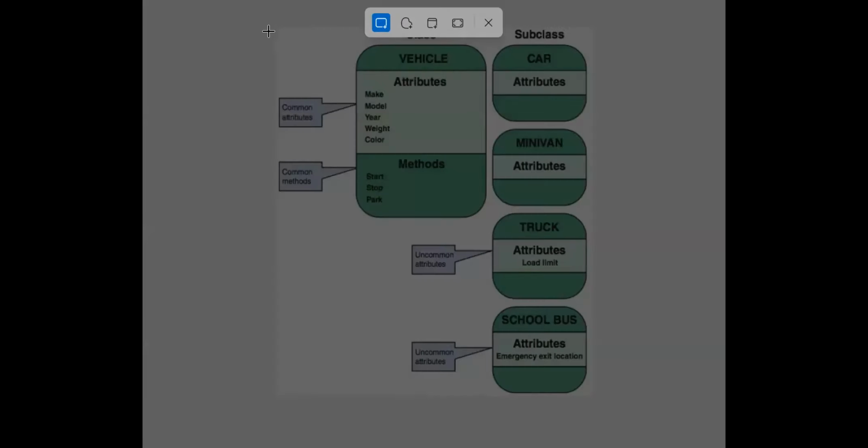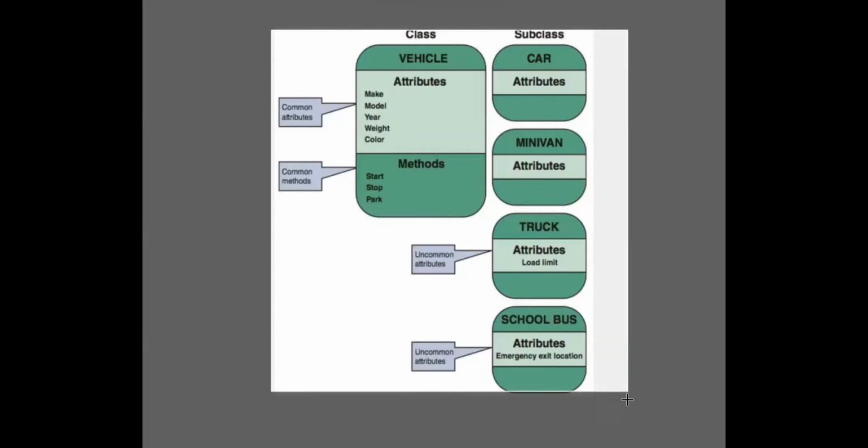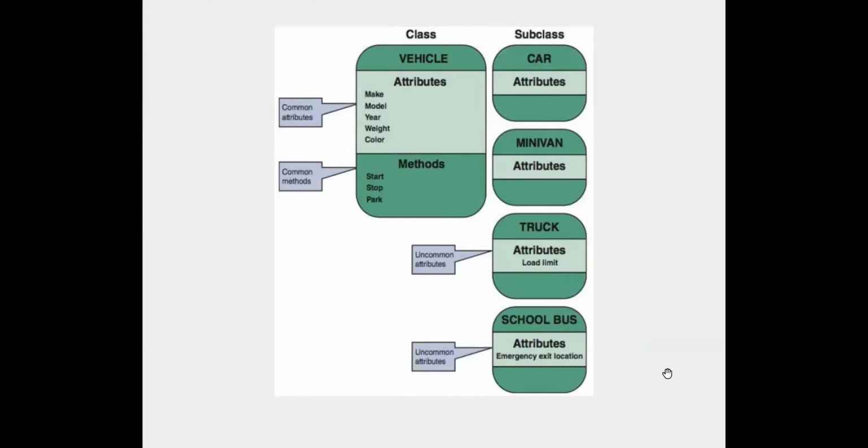So you can see here, these are actually subclasses of vehicle. Some subclasses don't have anything new, like car and minivan, but for truck, you will have uncommon attributes. Yes, school bus also has them.